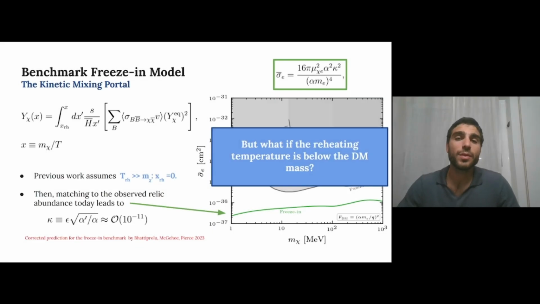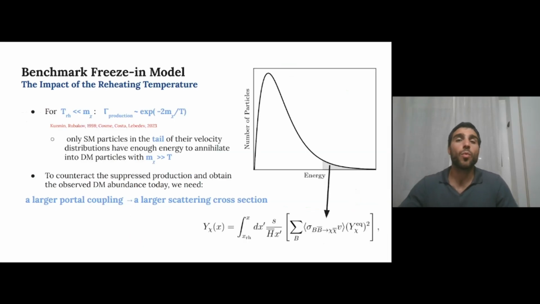But what if the reheating temperature is below the dark matter mass? Well, if the reheating temperature is much lower than the dark matter mass, then the dark matter production is exponentially suppressed, as only standard model particles in the tail of their velocity distributions will have enough energy to annihilate into dark matter particles that have a mass much larger than the corresponding temperature of the standard model particles.